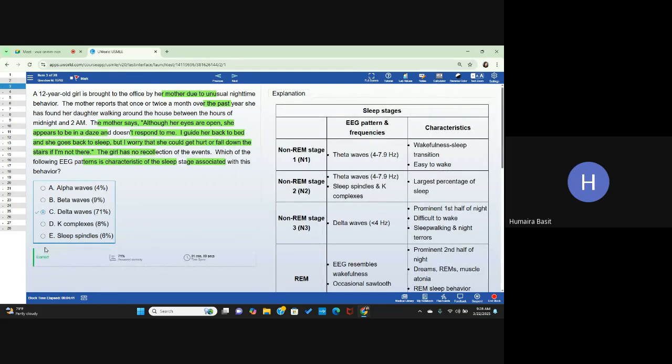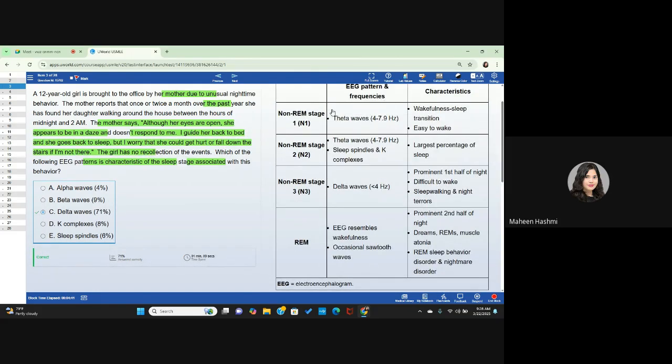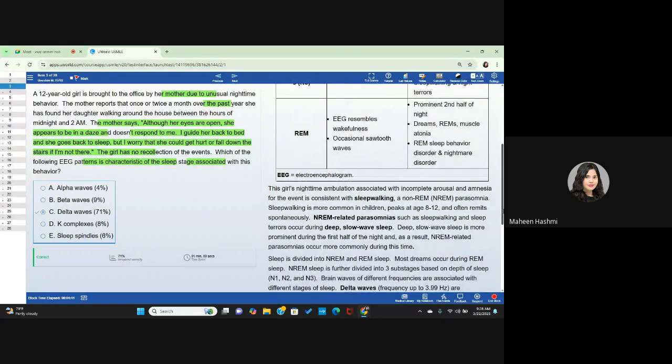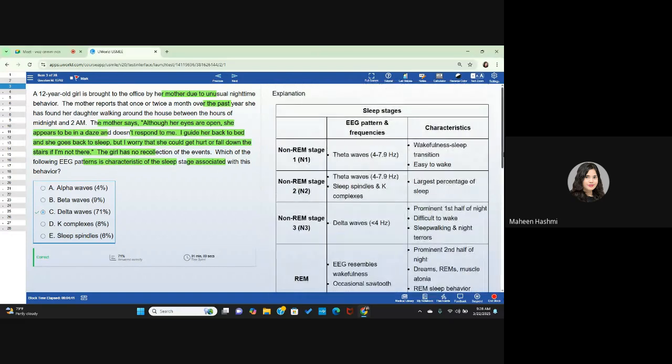Yeah, delta waves. Again, these sleep patterns are very high yield for you to remember. They get tested in the questions again and again. Non-REM stage N1, N2, N3, REM. Again, you need to differentiate between what's a sleep stutter, what is sleepwalking, what is a nightmare. Be able to differentiate amongst them. Very high yield for you to remember.